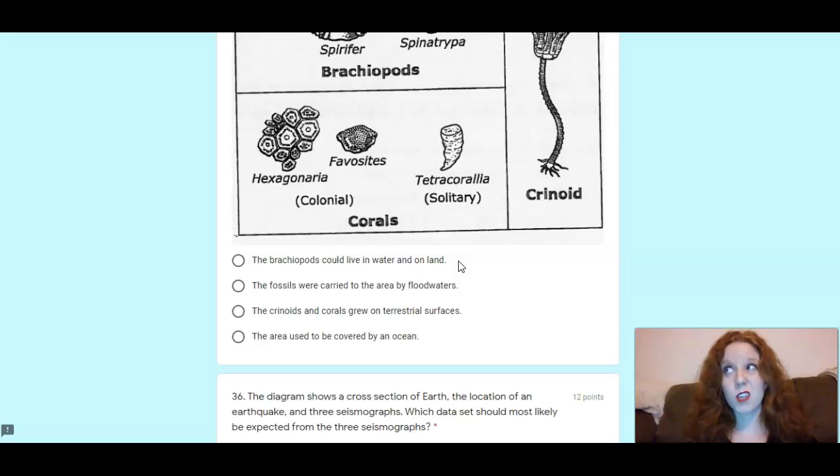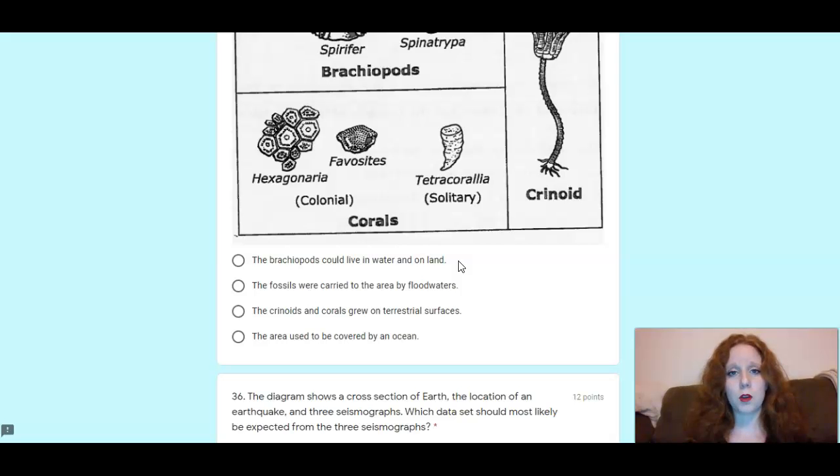Okay. Sounds better than option A. So, meh. However, floodwaters washed away dirt, exposing these fossils. You wouldn't think dirt would be washed away to expose stuff that had been previously washed there. Kind of doesn't make sense. The crinoids and corals grew on terrestrial surfaces.